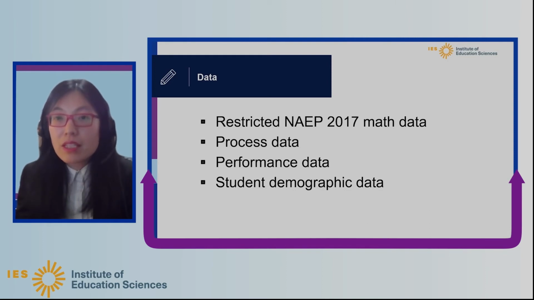The restricted data we use include process data, performance data, and student demographic data. The process data include student clicks, entries, and timestamps during their interaction with the digital NAEP 2017 math assessment. The performance data include student item responses on each of the 15 test items. The rich data set also has a number of demographic characteristics variables.